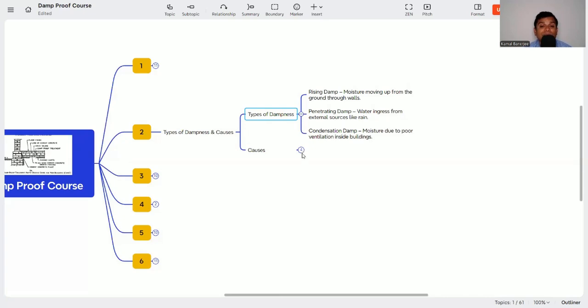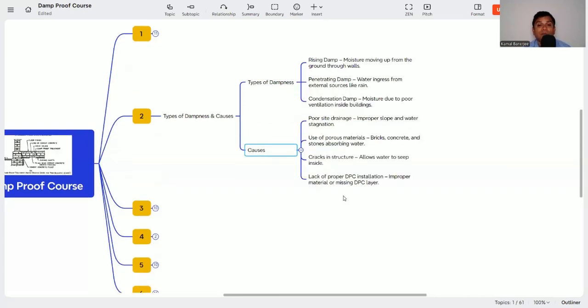Then what are the causes for that? That we need to know. Poor site drainage is also a cause. Improper slope and water stagnation, if it is there inside or outside the wall and everything, then this can happen.